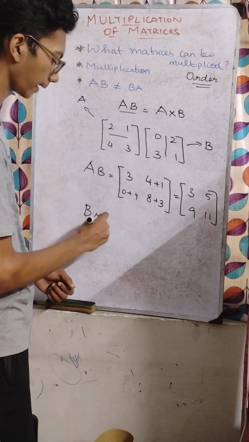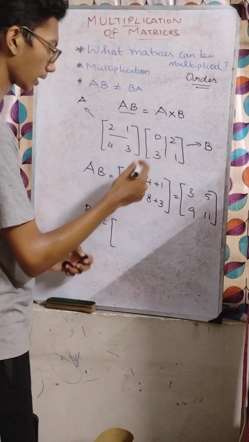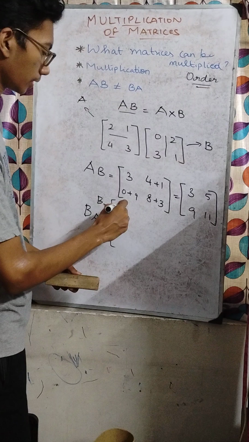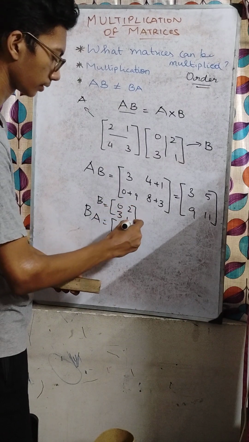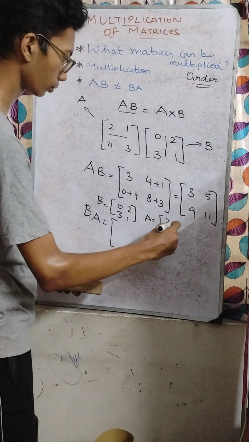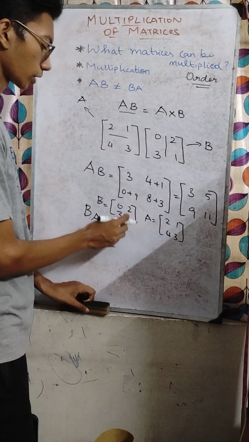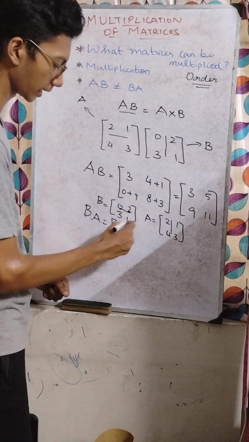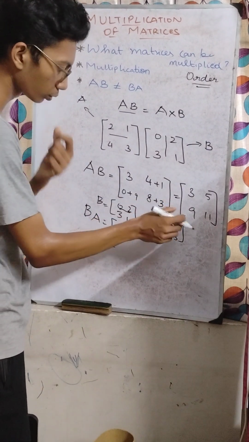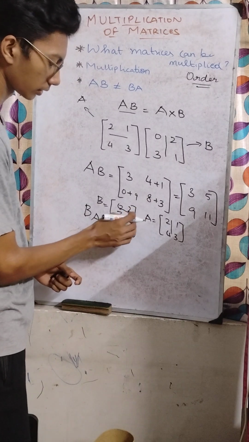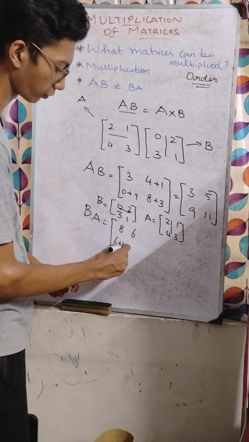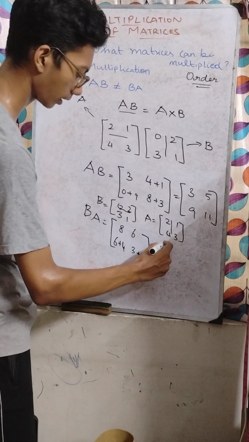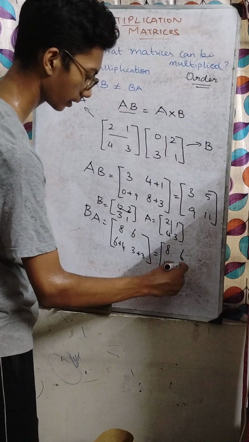So now we will find BA. We will first write B, that is 0, 2, 3, 1, and A, 2, 1, 4, 3. So now this row with this column. So 0 times 2 is 0, 2 times 4 is 8. Then 0 comma 2 with 1, 3. So we have 6, 3 times 2 is 6 plus 4. Then 3, 1 with 1, 3. So 3 plus 3. So we have 8, 6, 10, 9.